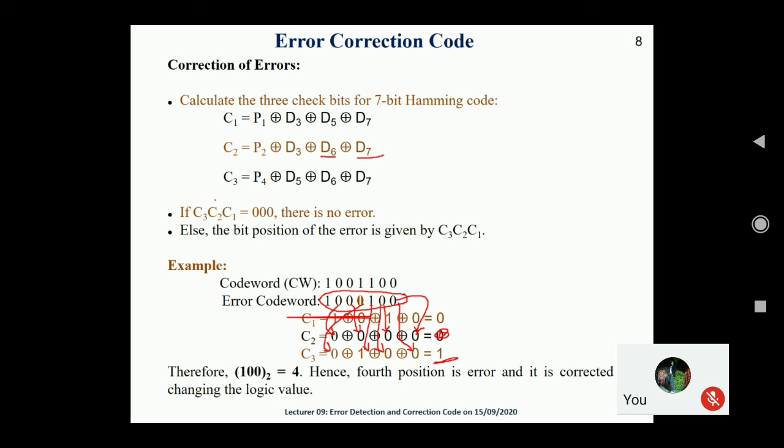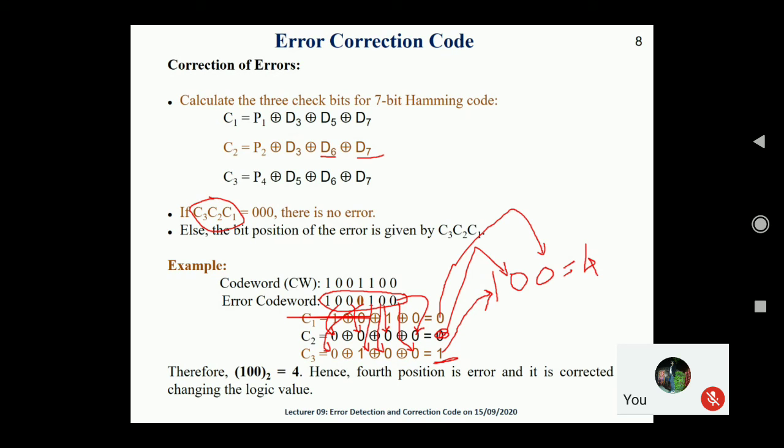Now we can read it in this particular fashion. So the C3 value is what? 1. Okay, this is the 1. And the C2 value is what? C2 value is 0. And the C1 value is also 0. So when we convert this to decimal form, it is 4.